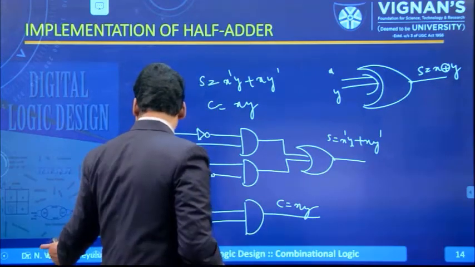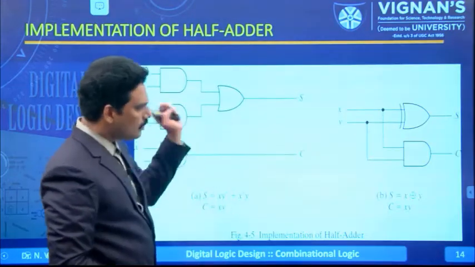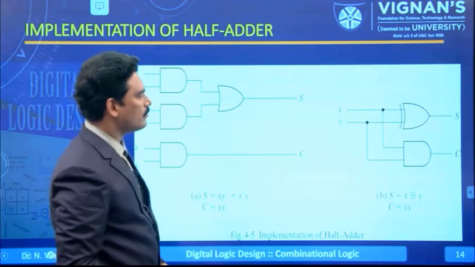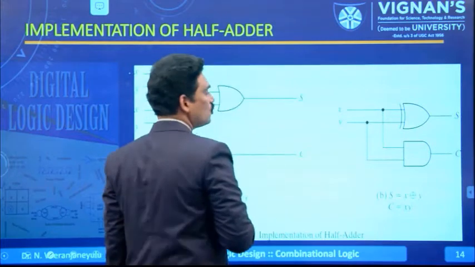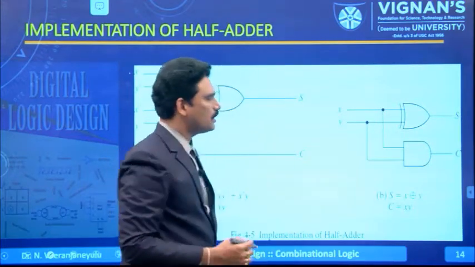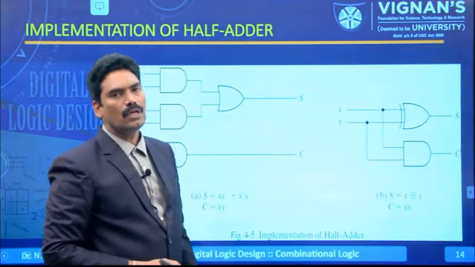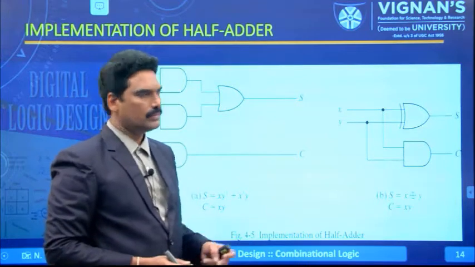So I am going to display this one. The next one is another diagram. This is sum is equal to x exclusive OR y, and carry is equal to x y. This is the logic diagram for half adder.